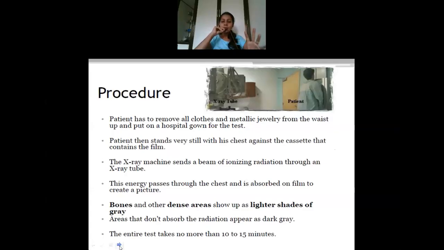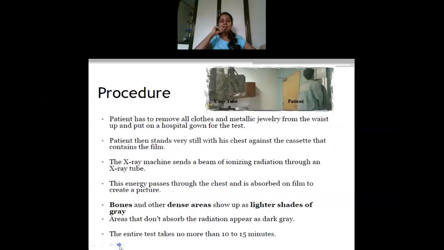So always you have to remember that in x-ray you are using certain ionizing radiation. So it involves ionizing radiation, that is why we don't give it to pregnant ladies. And the entire x-ray procedure, you know how much time it takes? Hardly it will take around 5-10 minutes or hardly 15 minutes. And nowadays we have also got portable x-ray machines.